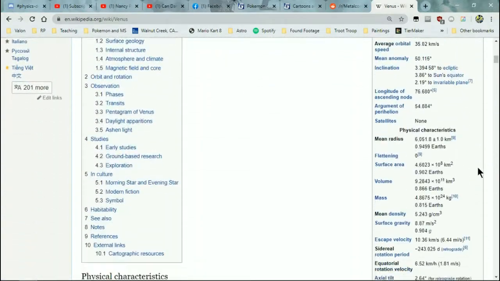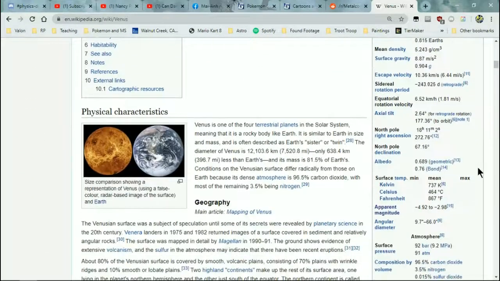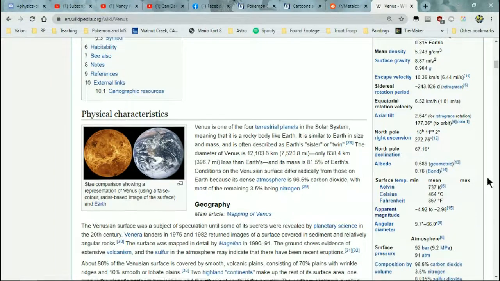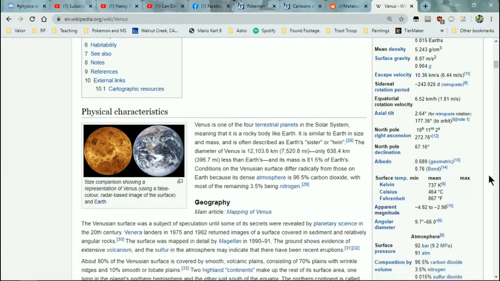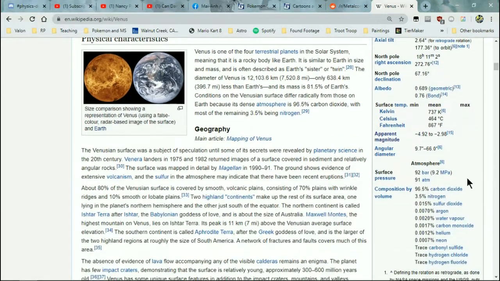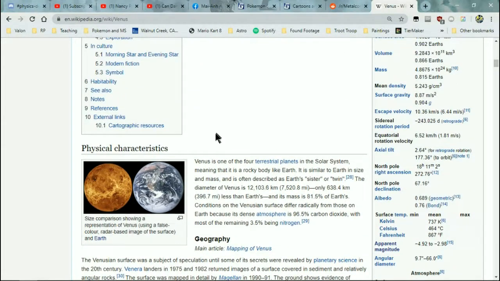And I think actually, is there an atmospheric pressure thing on here? Let's see. Yeah, see how it says axial tilt 177 degrees? It's saying, relative to the orbit, it's almost flipped all the way over. That's the argument for that. But let's see, atmosphere. Yeah, surface pressure. Okay, so 91 atmospheres. So if you were standing on the surface of Venus, the air pressure would be 91 times stronger than the Earth's atmosphere. That's ridiculous in terms of its pressure.